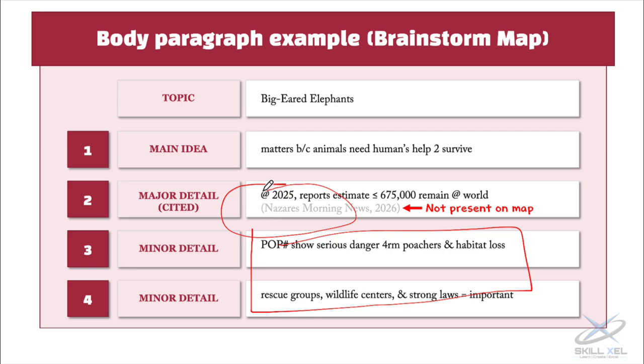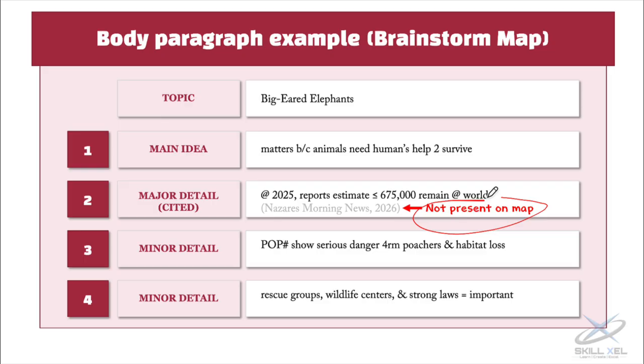When planning the major detail, keep in mind that the citations are not necessary to put. They're not present on the brainstorm map. Okay, they should either be placed in a comment section of a Word document or on a separate list to be included on the works cited or bibliography page.